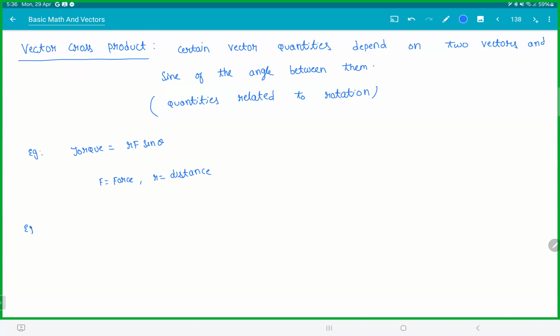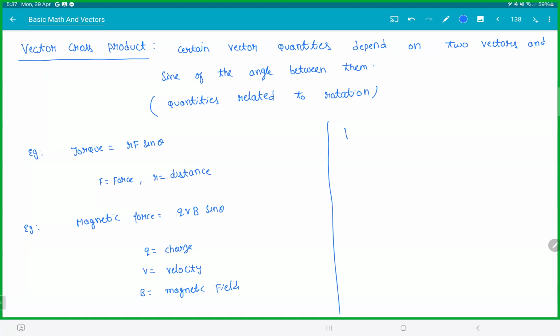Another example, if you take magnetic force, which is given by QVB sine theta. Q is charge, V is velocity, B is called the magnetic field. So people said, yeah, these kinds of quantities are popping up in multiple places. So they said, okay, let's define something for them. So mod A, mod B, sine theta.